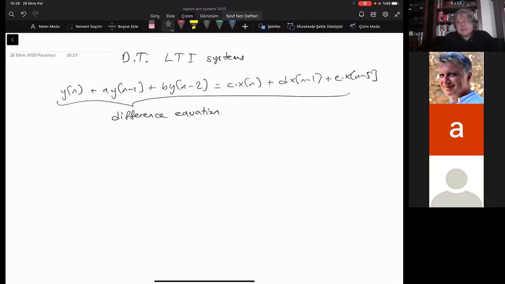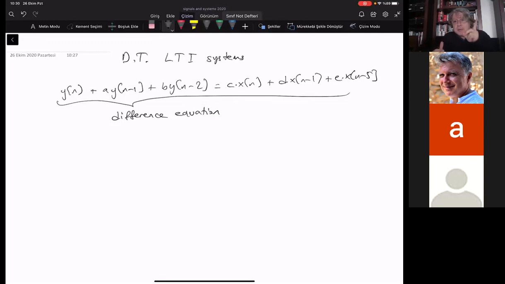And every linear and time invariant system has a few representations. One of the representations for discrete time LTI systems is difference equations. For continuous time LTI systems, we will have differential equations, but this is a difference equation. So how many representations have we seen up to now in LTI systems? We have seen 2 of them.